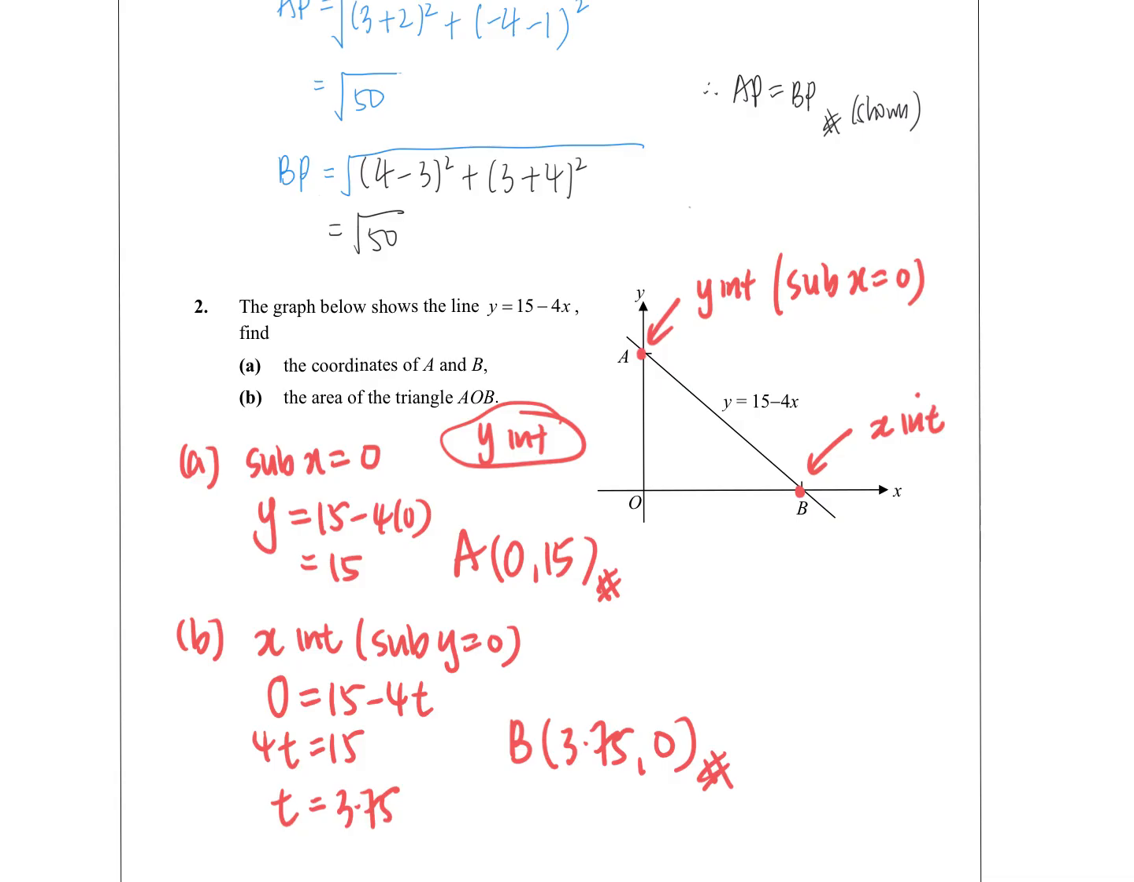Then to find the area is even easier. You already found 15 here. You already know 3.75. So area is half times base times height. That's all.